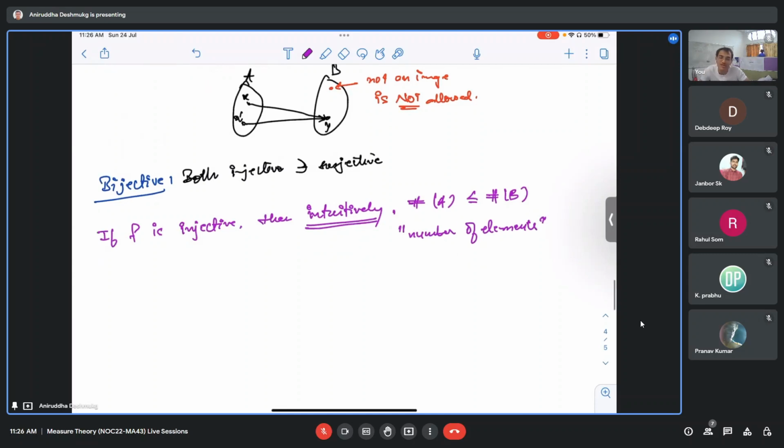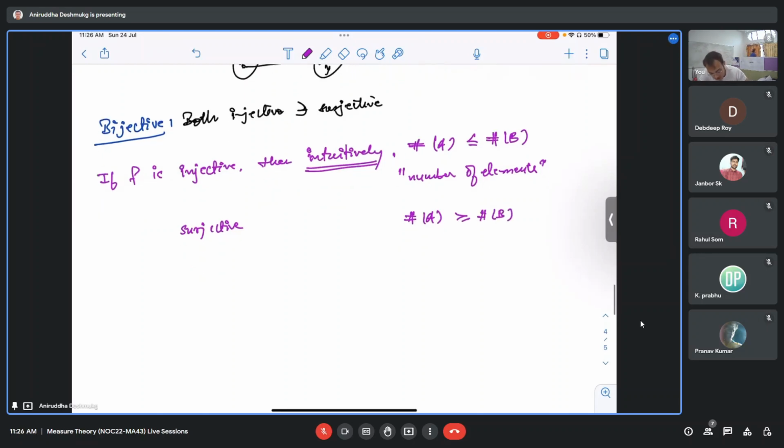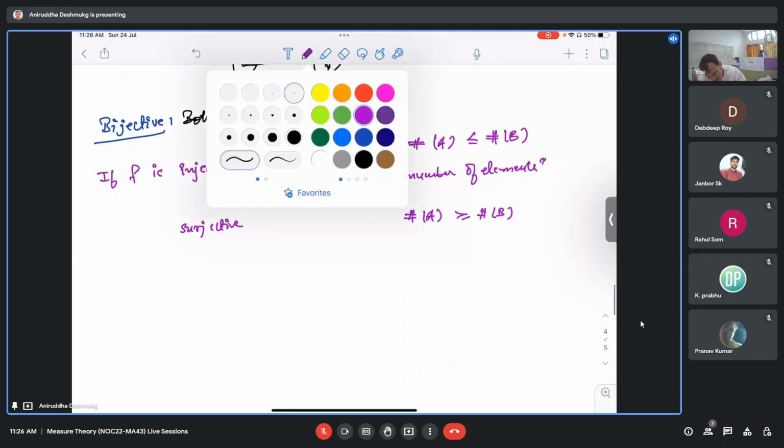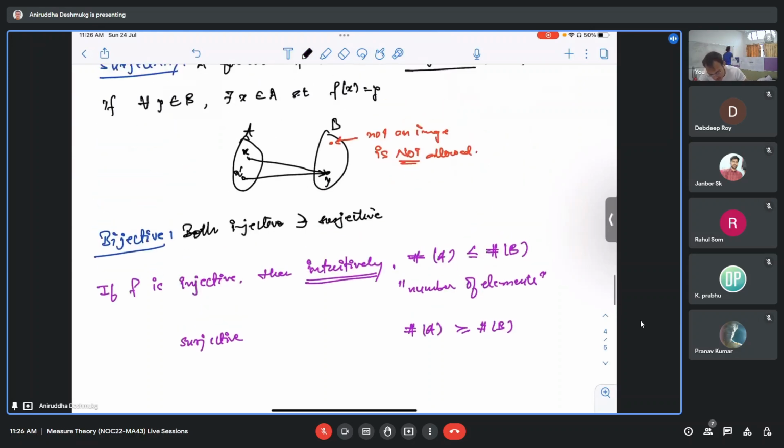Because if there were more elements than in B, then at least 2 elements go to the same element, right? And similarly, if it is surjective, then we have the other way around. And if it is bijective, then these must be equal. So these bijections are really important in all the studies, right? Because what bijections do is that they sort of identify sets.